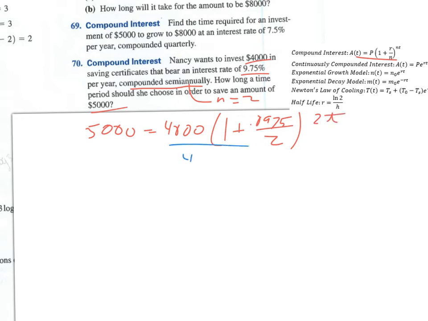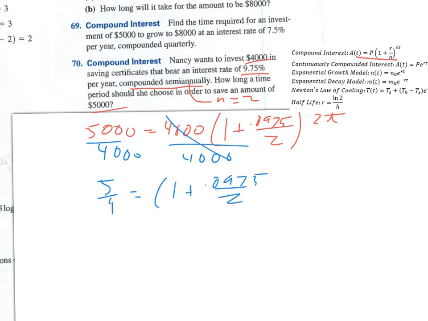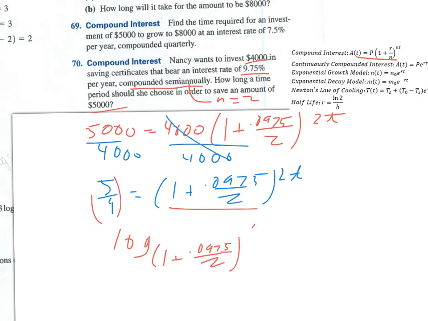All right, so I see my variable is in the exponent, so I'm going to have to use a log. But before I do that, I have to isolate my base here. So I get 5 over 4, if you simplify that fraction, equals 1 plus 0.0975 over 2, to the power of 2t. Next, I'm going to switch this to log form. So log, and this whole parentheses is my base, since that was the base of the exponent. I'm going to write it down there as my base. Inside the log is going to be the 5 over 4, and that's equal to 2t.